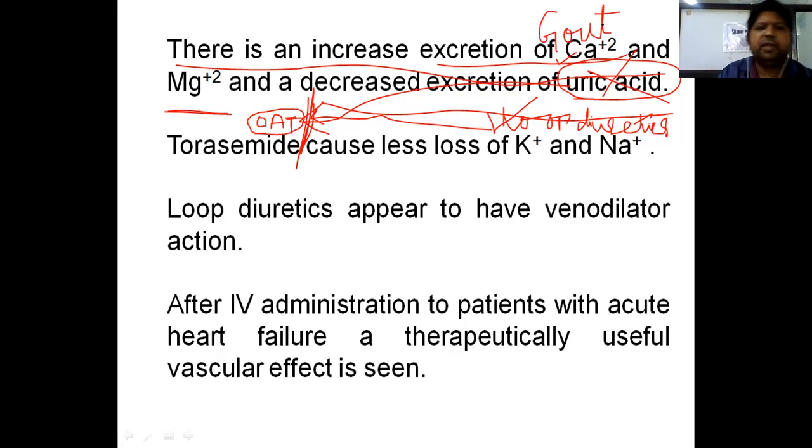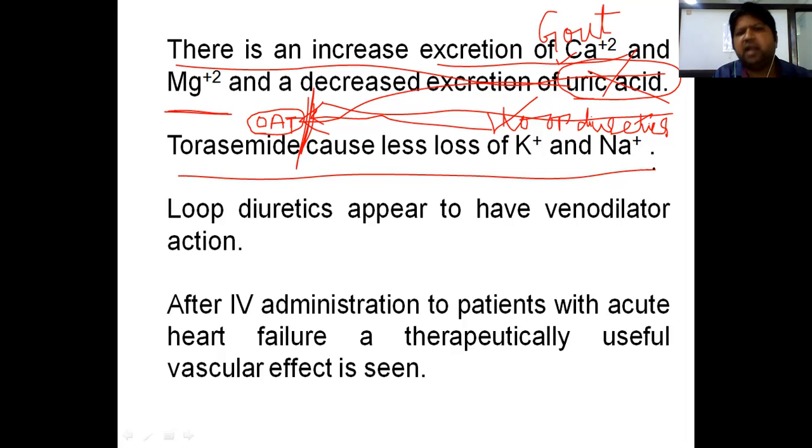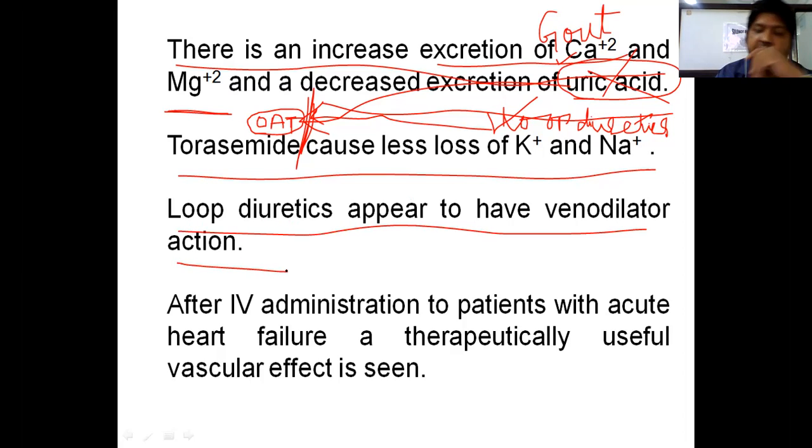Coming to other aspects, torsemide causes less loss of potassium and sodium, so it has a mild action when compared to furosemide. Also, loop diuretics appear to have a venodilator action. This is a wonderful benefit. So it will dilate the veins, and that's why it is going to reduce preload.